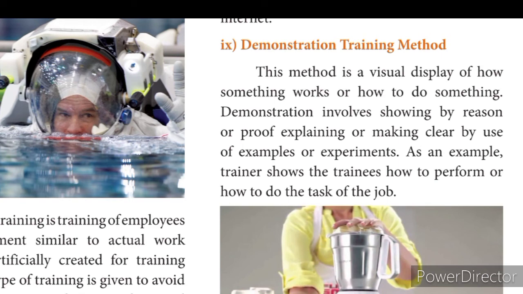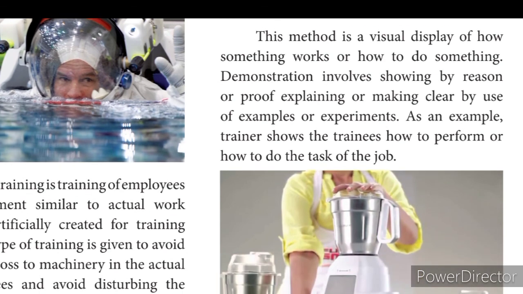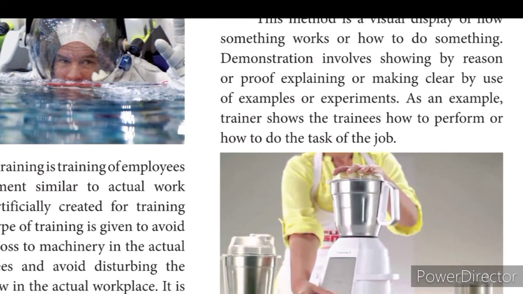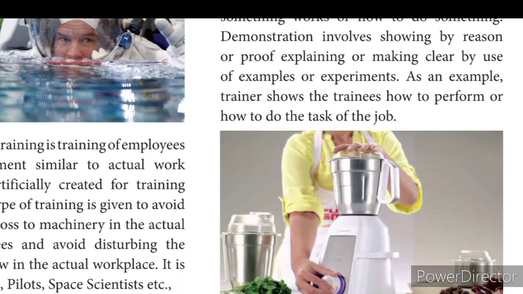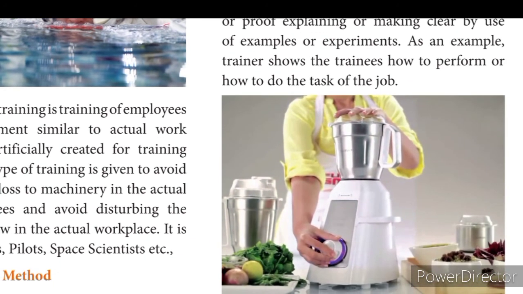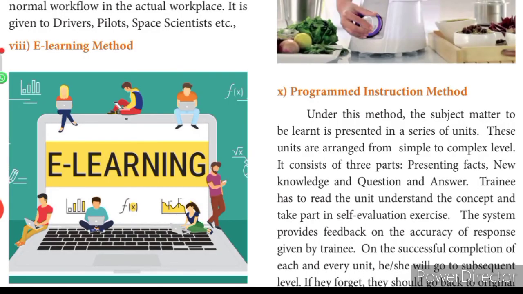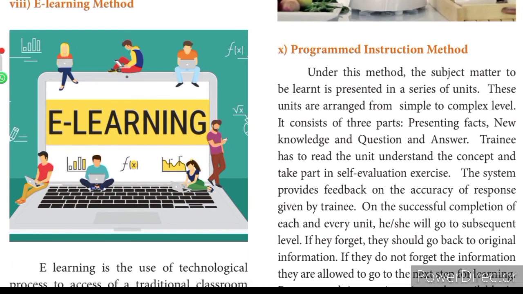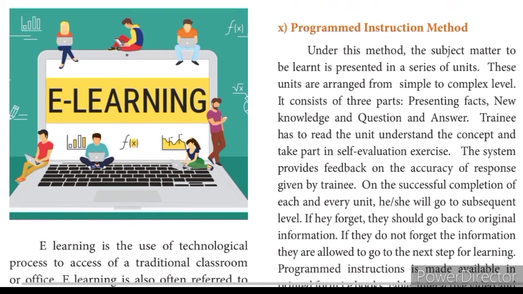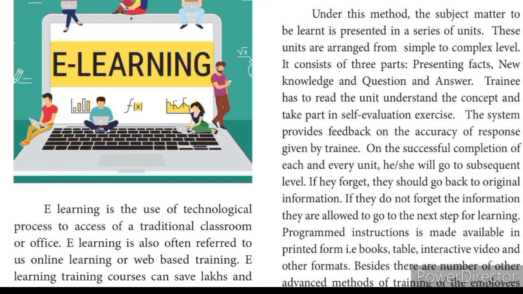This method is a visual display of how something works or how to do something. Demonstration involves showing by reason or proof, explaining or making clear by use of examples or experiments. As an example, the trainer shows the trainees how to do it. Programmed instruction method: under this method, the subject matter to be learnt is presented in a series of units. These units are arranged from simple to complex level. It consists of three parts: presenting facts, new knowledge, and questions and answers. The trainee has to read the unit, understand the concept, and take part in a self-evaluation exercise.